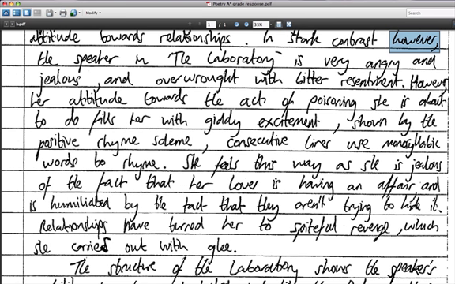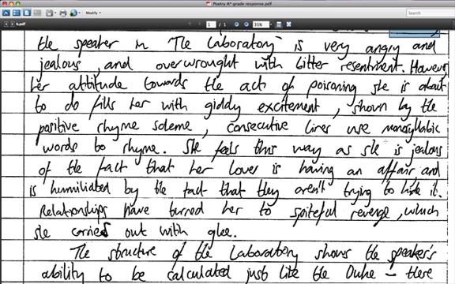So every time it's linking back to just a basic premise, not telling us too much about the story, just a basic premise in the story to actually show why the character would be feeling that way, giving us the situation that they're in. And is humiliated by the fact that they aren't trying to hide it. Relationships, that's good as well. So she's actually got 2.